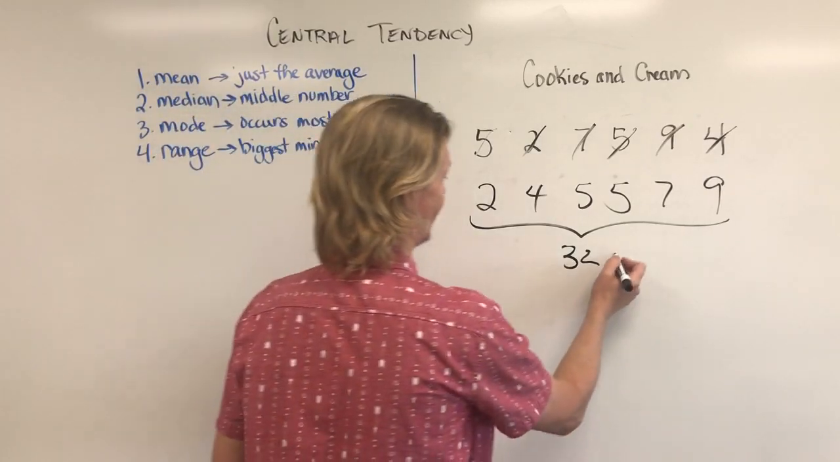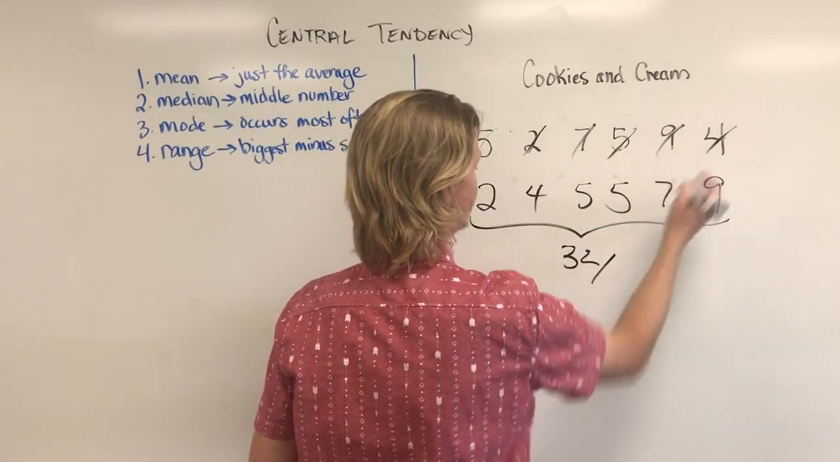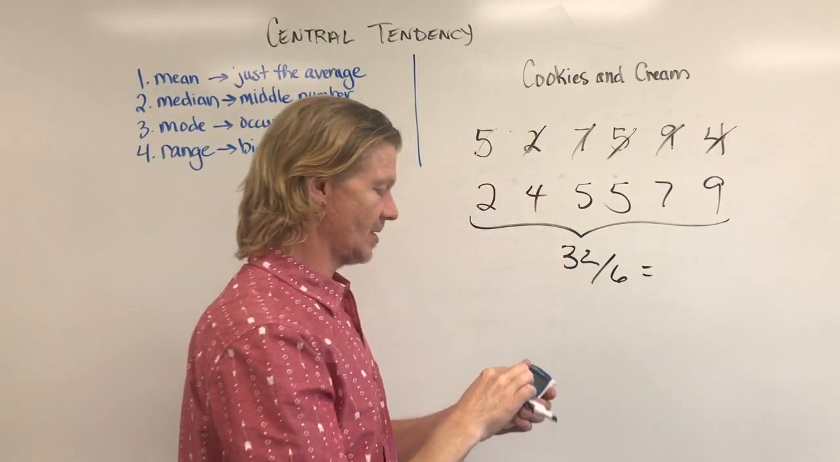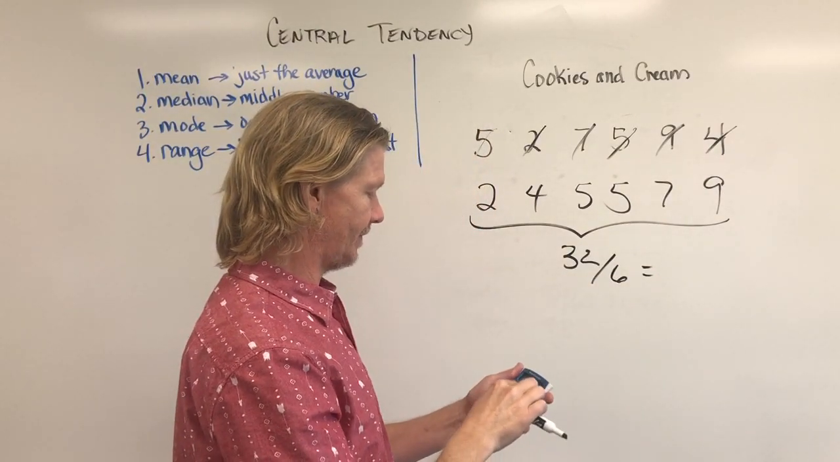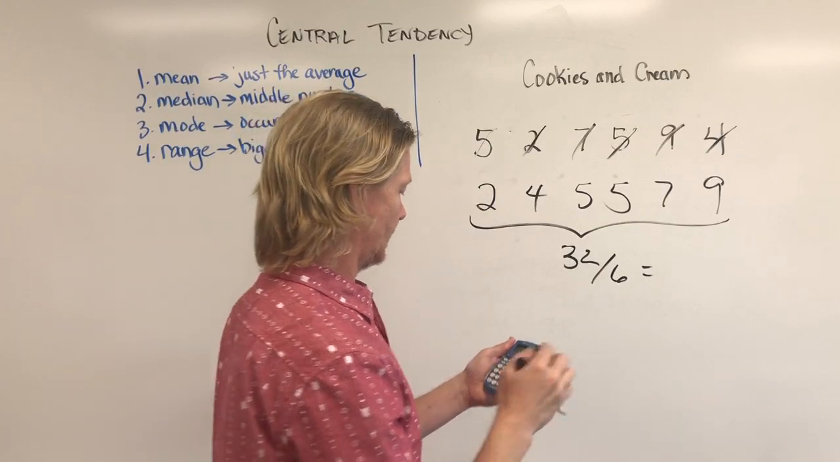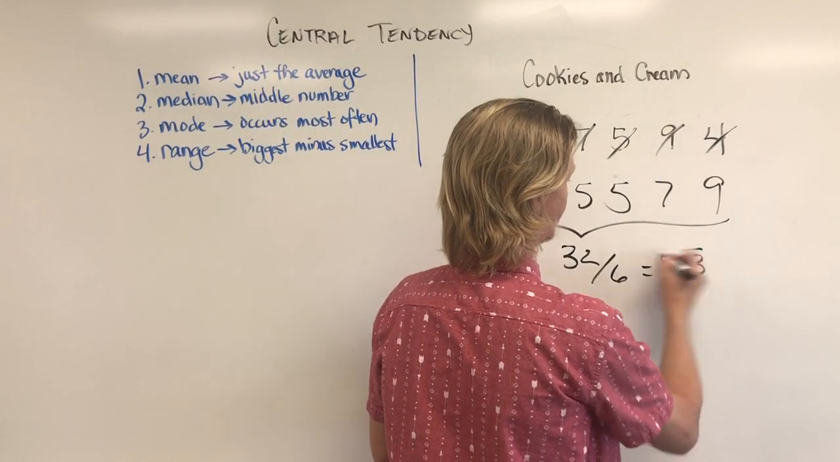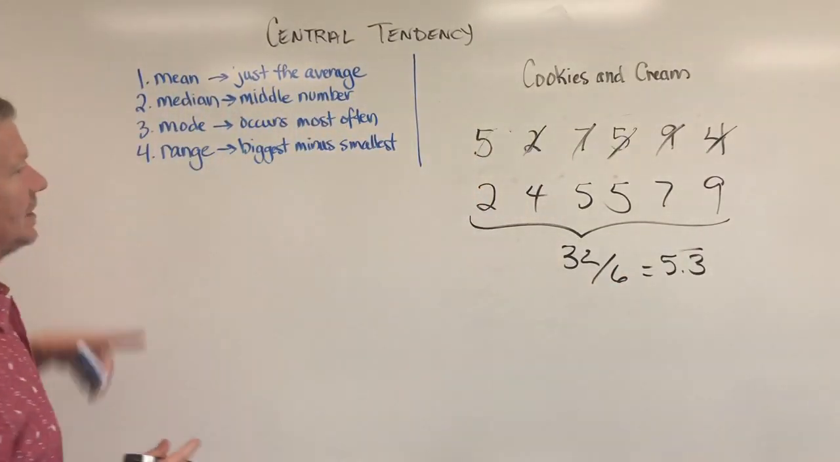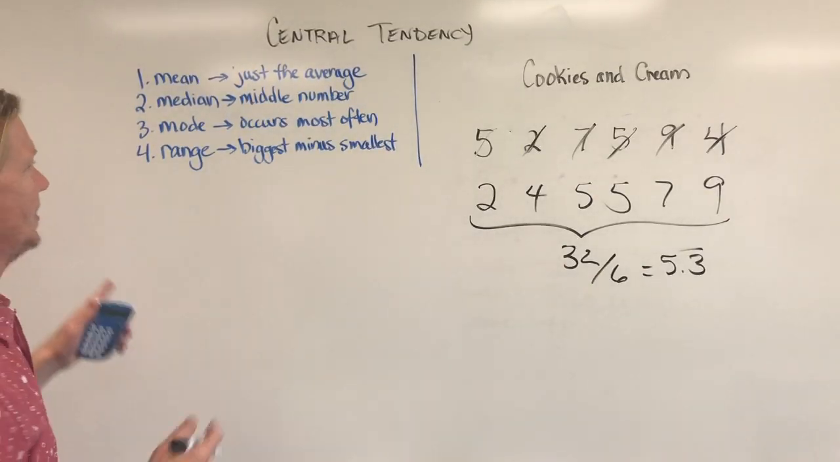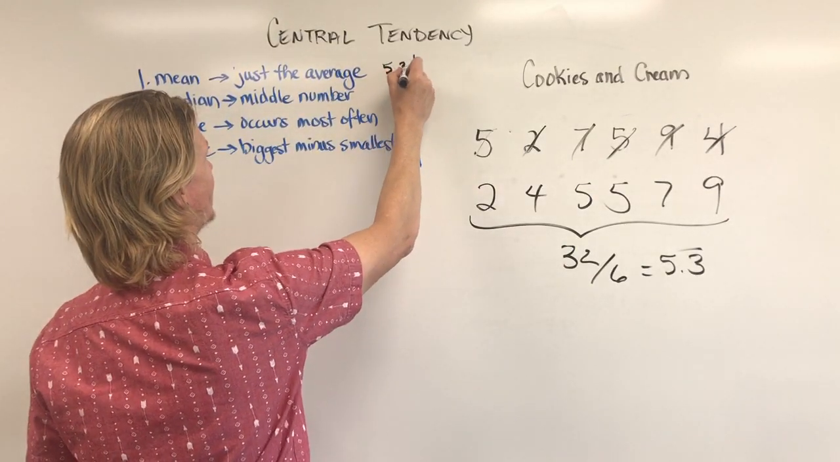And then I need to divide by 1, 2, 3, 4, 5, 6 numbers, okay? And that's not going to be an even number, or it's going to be a decimal. So 5 decimal 3 repeating, okay? And that is the mean of that. So the mean for this group would be 5 decimal 3 repeating, okay?